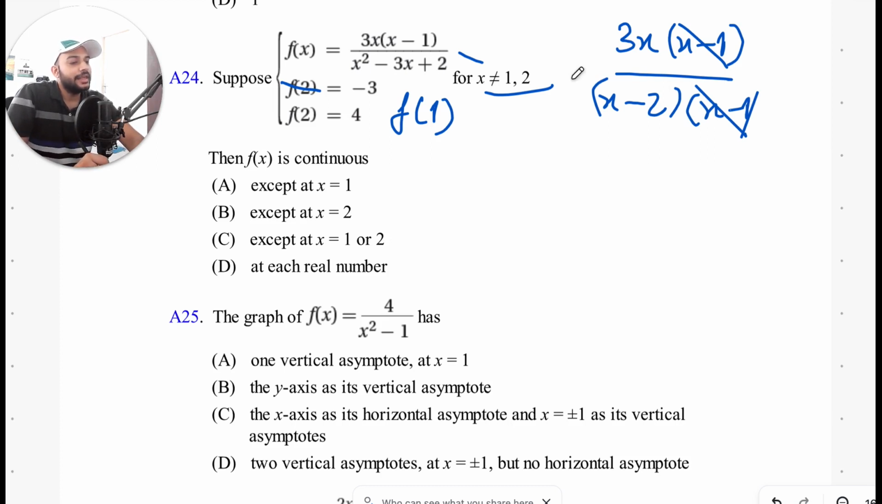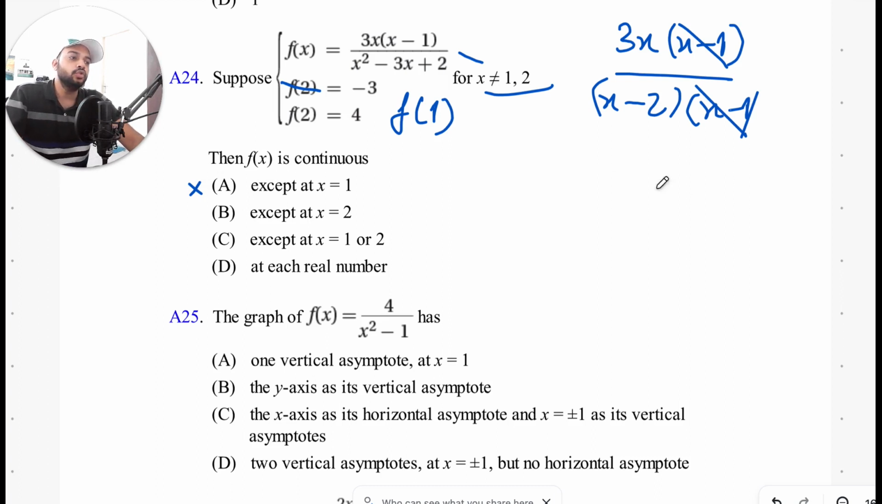Now we'll check if the function is continuous at x is equal to 1. For that, we need to find the limit of this function at x is equal to 1. See if it approaches the value which is given, which is defined for f of 1. So put x is equal to 1, we get 3 upon -1, which is -3. So yeah, limit exists and it's equal to -3. So it's continuous as well because that's equal to the function value. So first option is wrong. The function is continuous at x is equal to 1.